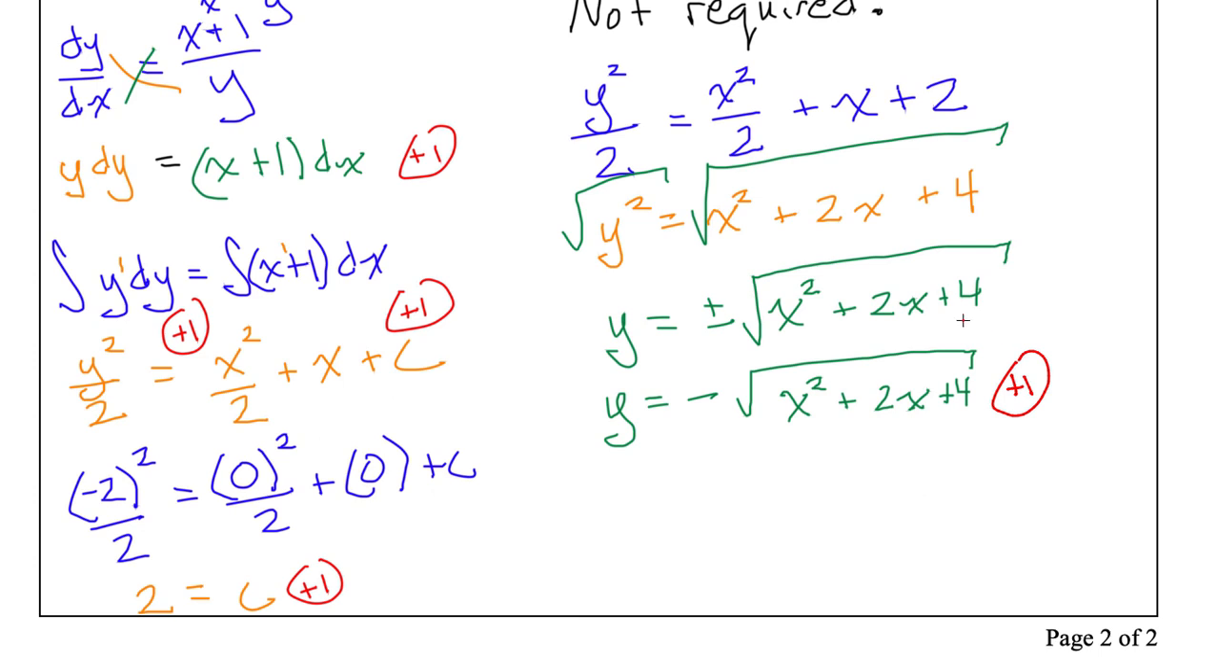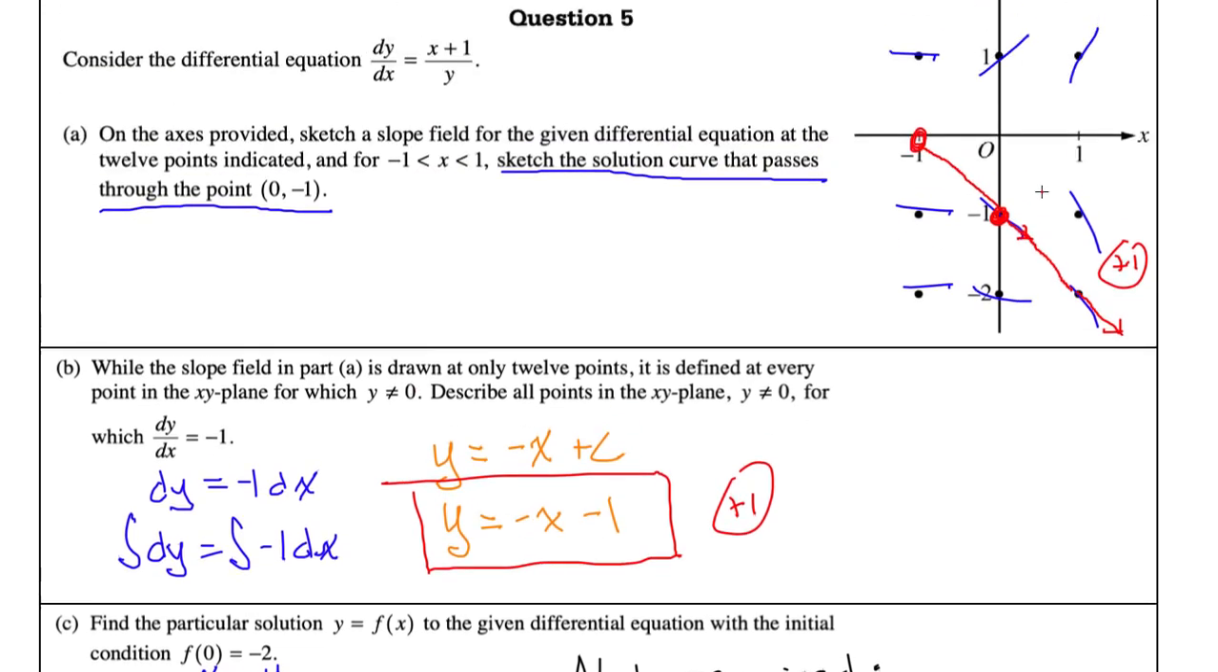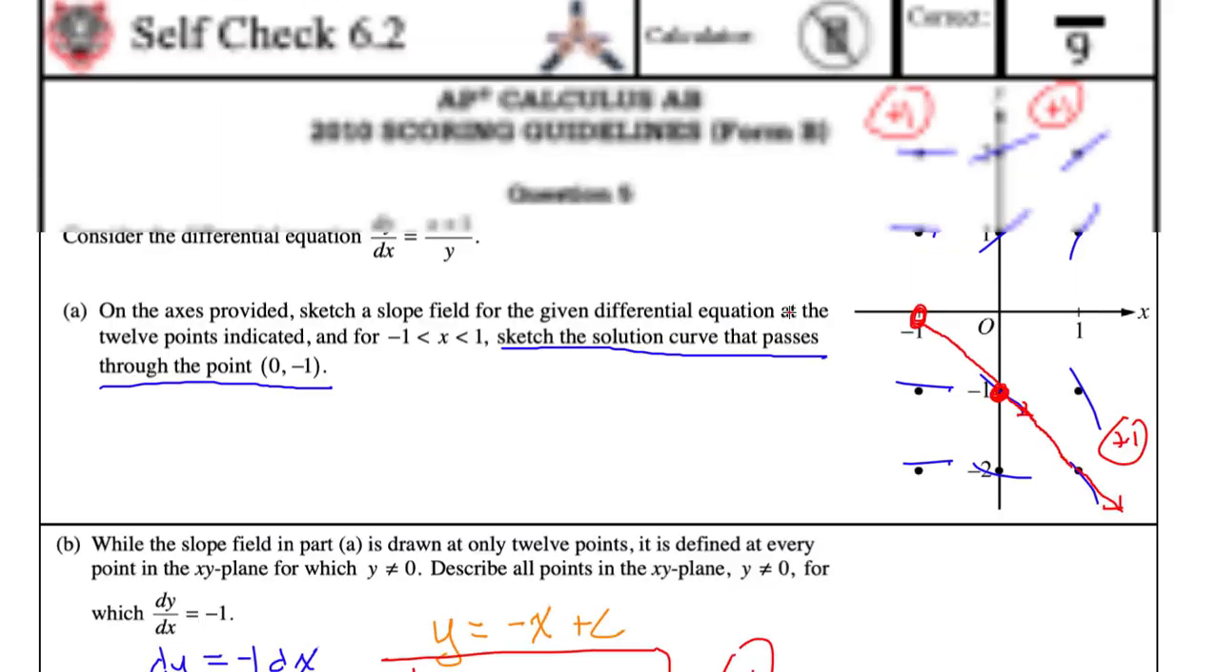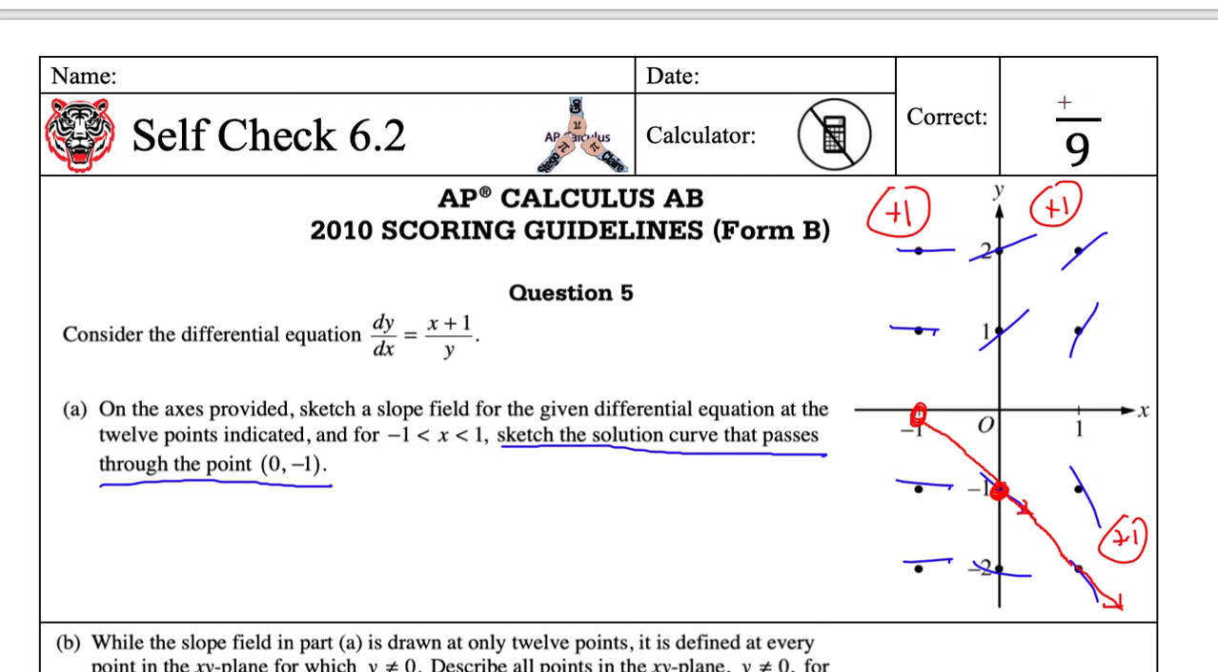Let's see. Did I get all my points? I should theoretically have 9, right? 1, 2, 3, 4, 5, 6, 7, 8, 9. Yeah, okay, so there are 9 points. I got them all. Give yourself the points out of 9 at the top here.